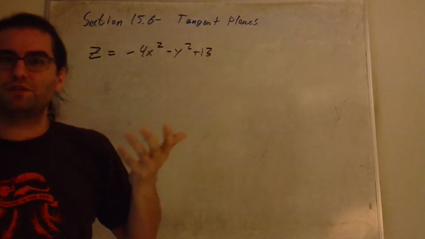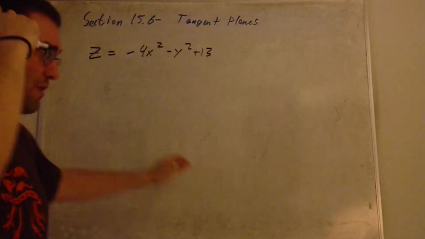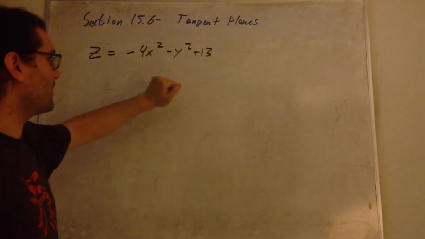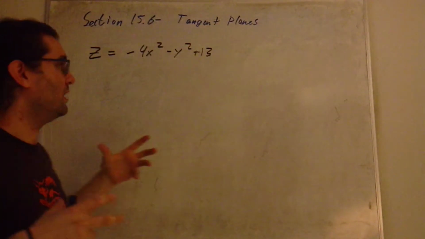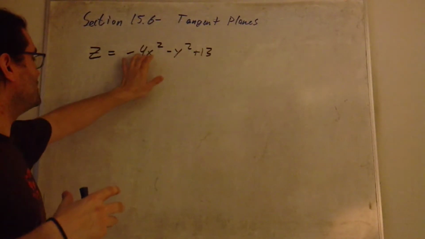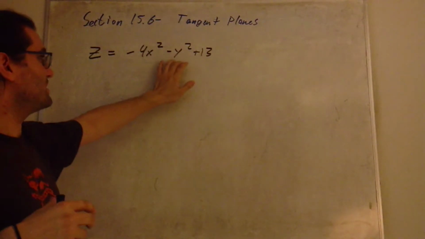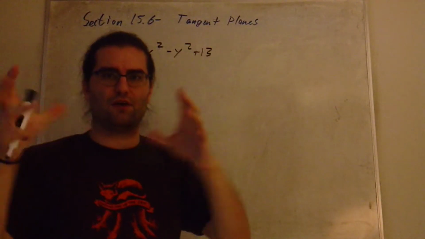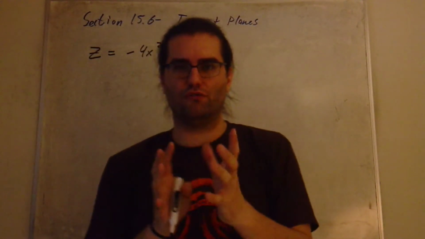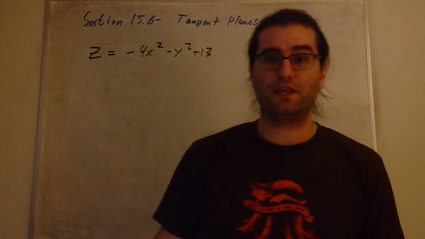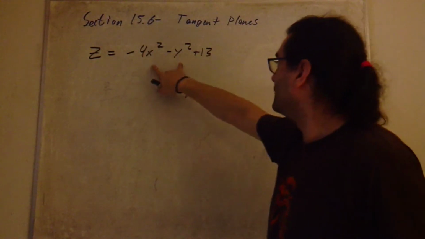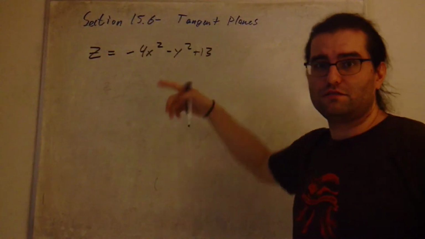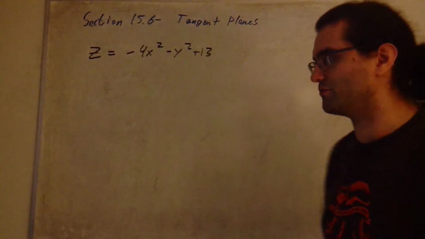This is kind of similar to what we just did in 2-space. This is a paraboloid. It's not quite a parabola because it's three-dimensional. It's much narrower on the x-axis than it is on the y-axis, so it's not like a round paraboloid. It's like a squished oval paraboloid. But that's fine. It opens downward, and the intercept is at 13. So we have some sense of where this is.